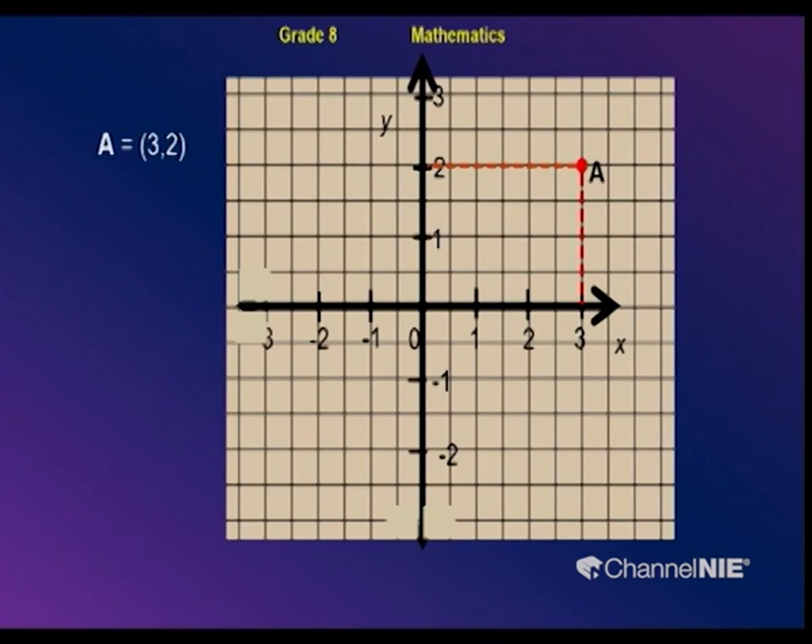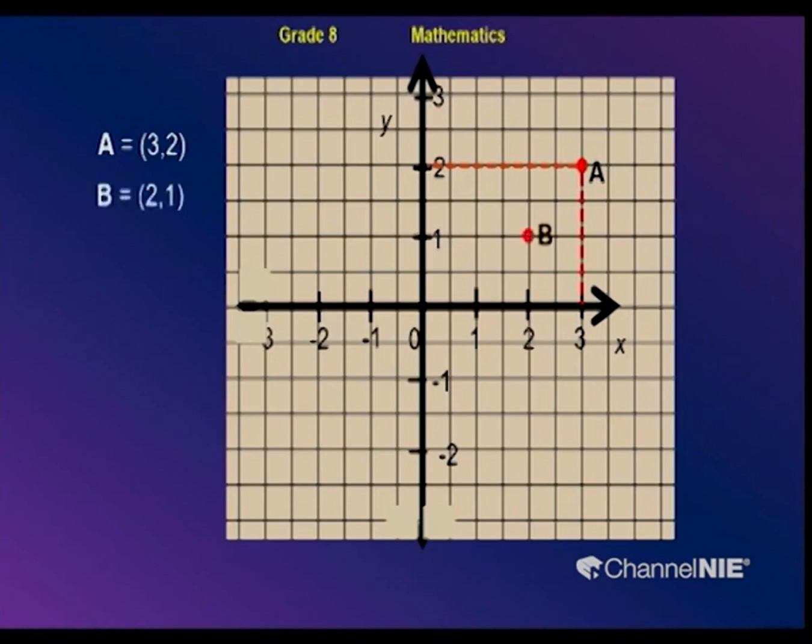3, 2 means an ordered pair. Those are the coordinates of A. Now, here you can give the location of point A. That means the first number, 3, represents the x value and the second number represents the y value. So, you can write it as an ordered pair (3, 2).